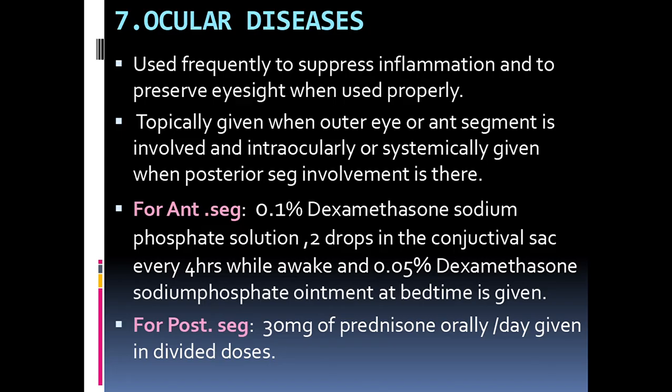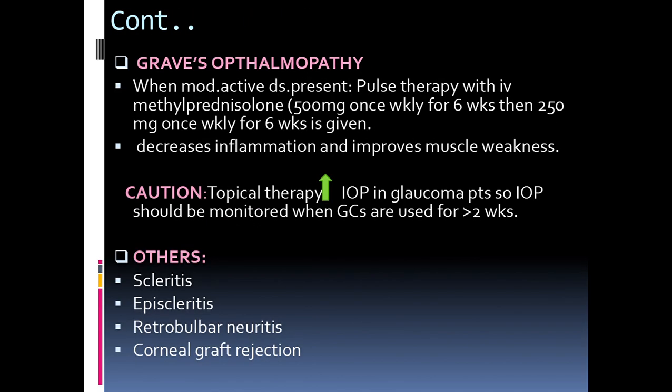For posterior segment, 30 mg of prednisone orally per day given in divided doses. In Graves' ophthalmopathy, when moderate active disease is present, pulse therapy with IV methylprednisolone 500 mg once weekly for 6 weeks, then 250 mg once weekly for 6 weeks is given. Decreases the inflammation and improves muscle weakness.